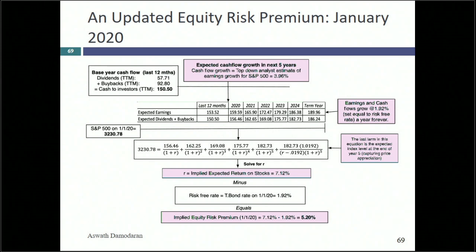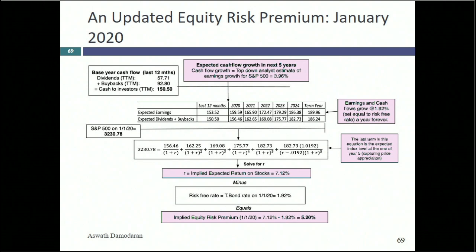So you're saying, this is terrible. My expected return on stocks has dropped. But take a look at the risk-free rate. 1.92%. The implied equity risk premium at the start of this year was 5.2%. Every company I valued in January of 2020, take a look at what I used as my equity risk premium for a mature market. It's 5.2%.